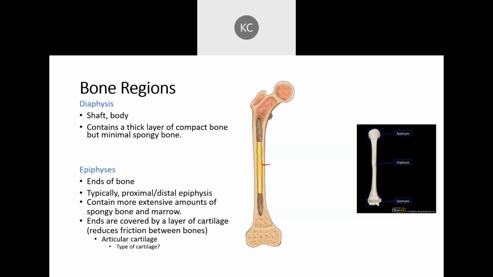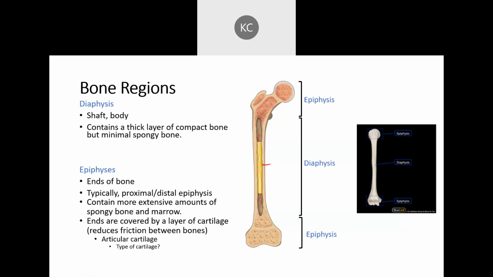Now, if we get to the epiphyses, the prefix epi means on top, and the epiphyses are situated on the tops, or really the ends of the bone. So you have an epiphysis way out here, you have an epiphysis way down here, all right? So here's one epiphysis, here's another epiphysis, and here is the diaphysis, all right? The epiphyses contain the spongy bone, the trabecular bone. They also are covered on their ends by a layer of articular cartilage.